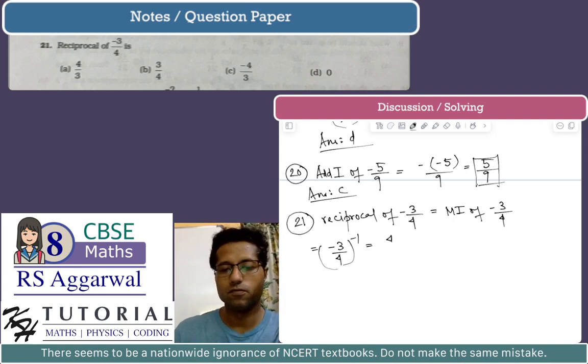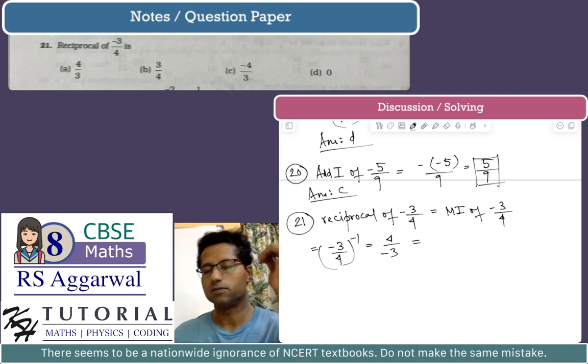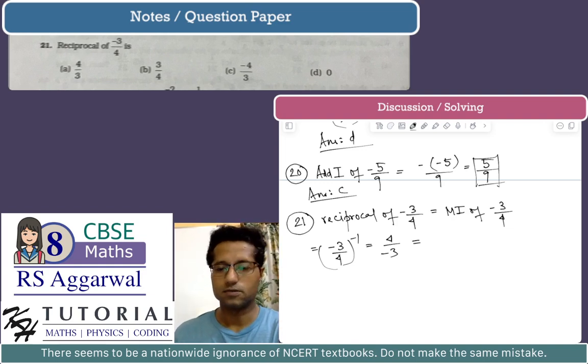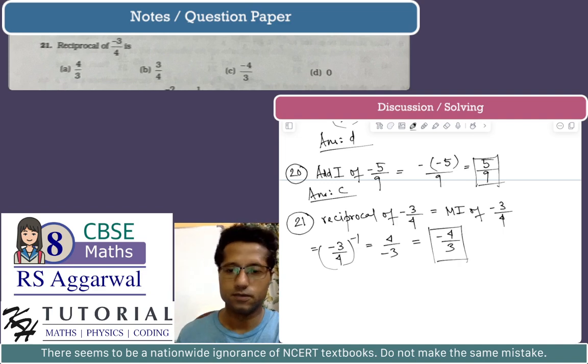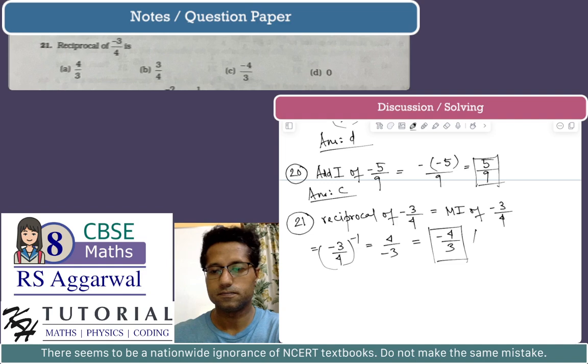So this will be 4 by minus 3. Now we have a negative denominator, we have to make the denominator positive so that the rational number is in standard form. So this becomes minus 4 by 3. So minus 4 by 3 is the reciprocal of minus 3 by 4. So the choice is C.